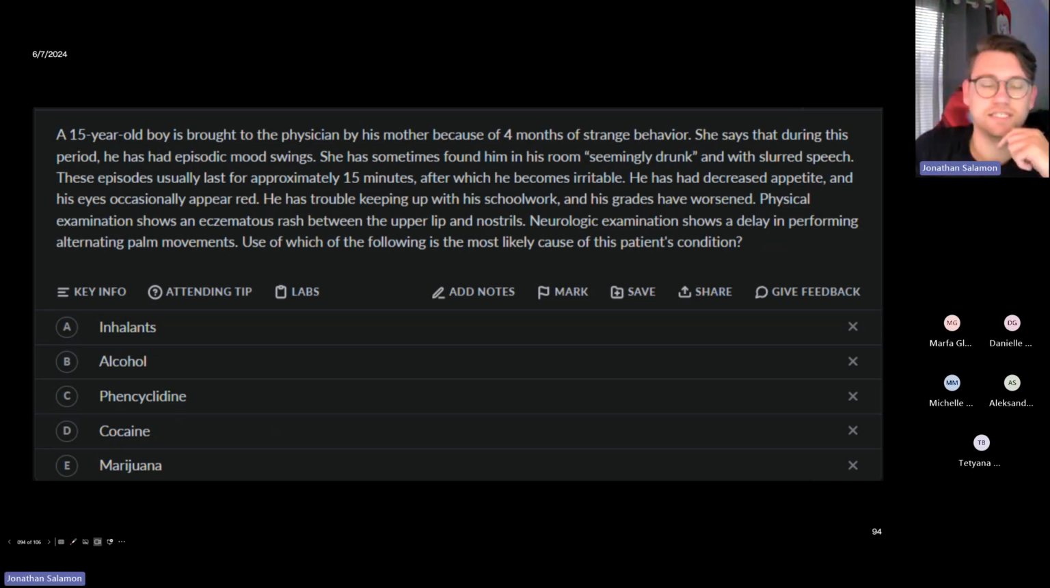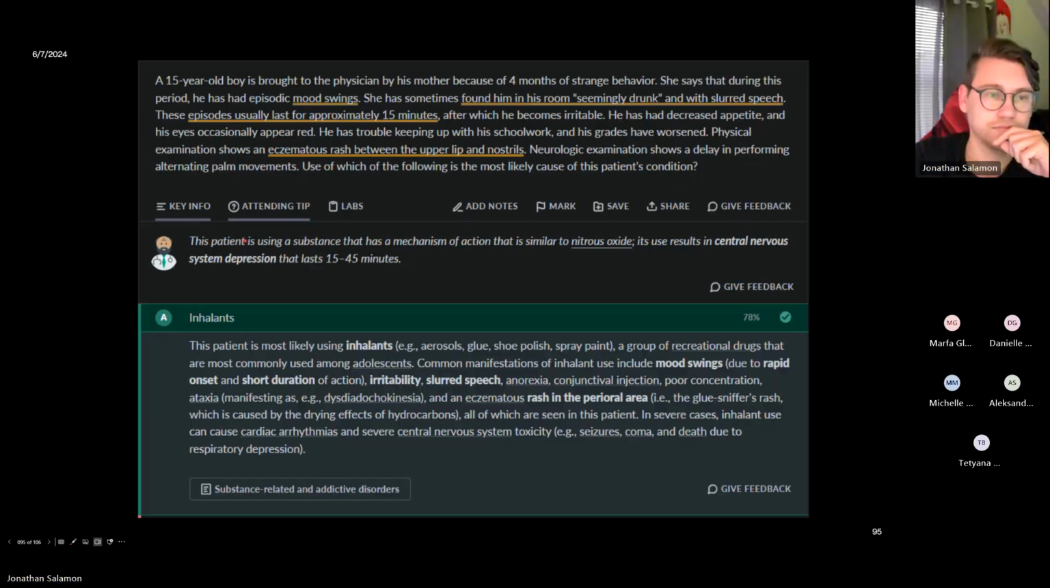Yep, you're right. It's inhalants, right? This is a dead giveaway, but they might not be that kind to you. Also, short duration. Seems drunk, not drunk, seems drunk. Slurred speech, approximately 15 minutes, right? The other thing too, they don't have it highlighted here for some reason. Alternating palm movements, dysdiadochokinesia, right? Do they have it down here? Yeah, ataxia, right?